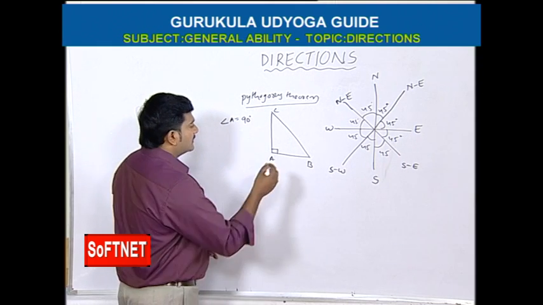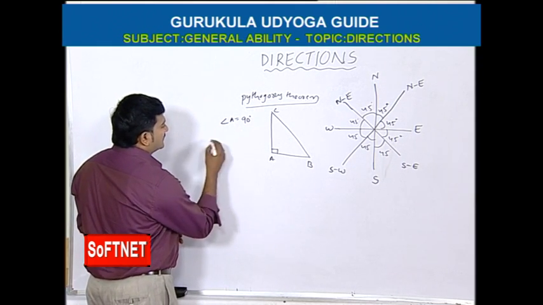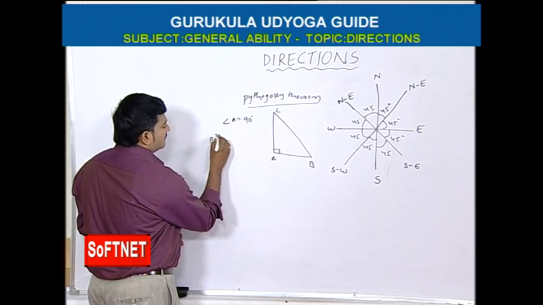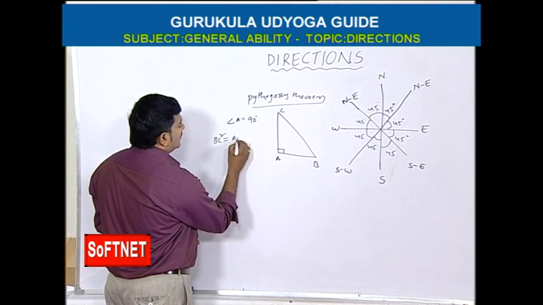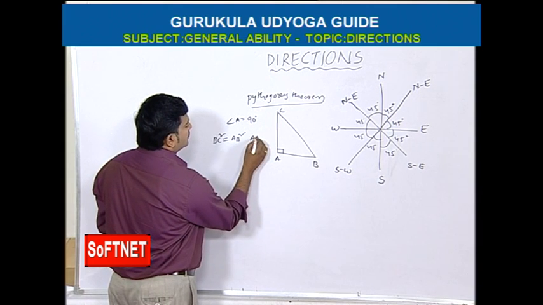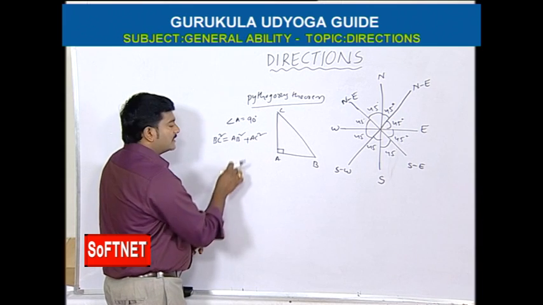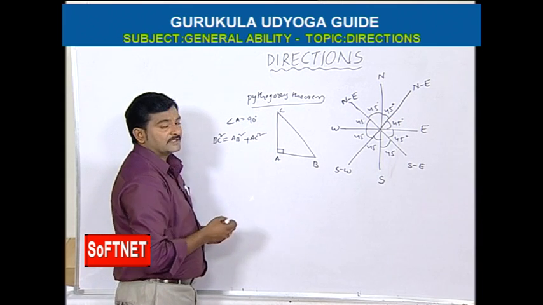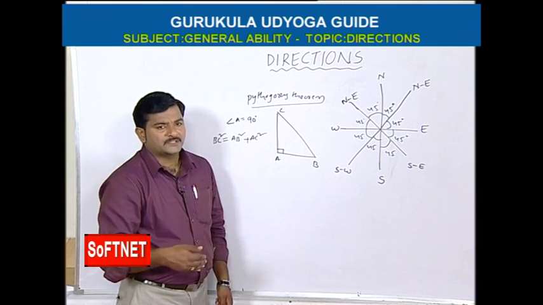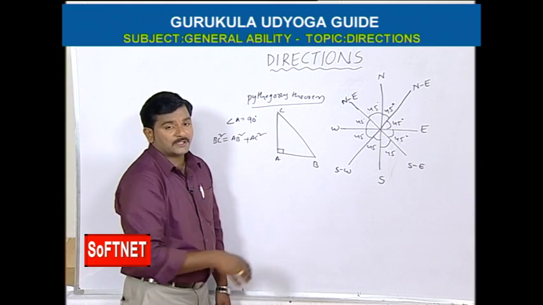If you apply that concept here, what is my hypotenuse? BC. So the square of the hypotenuse is equal to the sum of the squares of the other two sides. AB is one side and AC is one side. When you are solving problems, we will come across these kinds of problems.